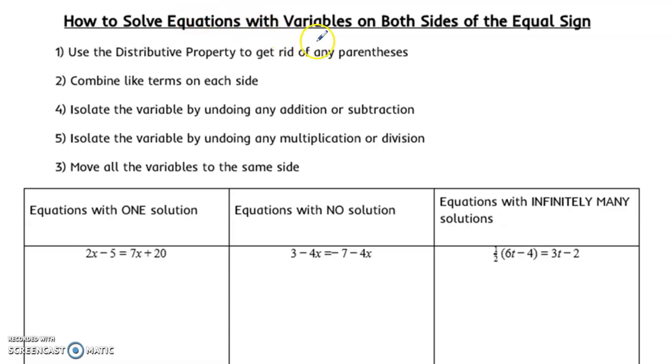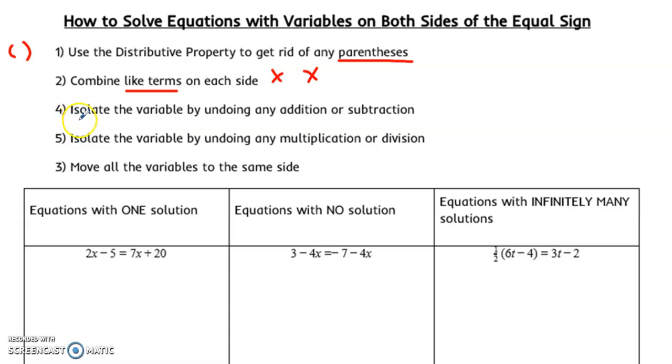Okay, how to solve equations with variables, or letters, on both sides of the equal sign. So our first step is to use the distributive property to get rid of any parentheses. Our second step, combine like terms on each side. Remember, like terms are terms that either have both x's or both y's or don't have any variable.